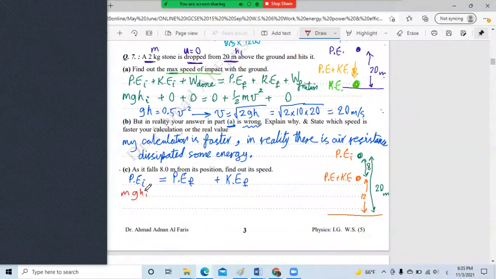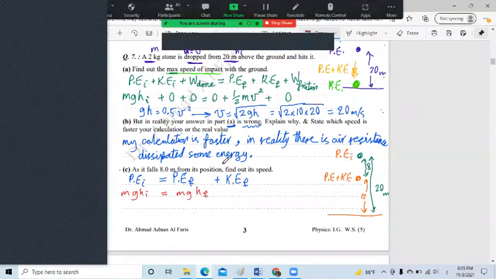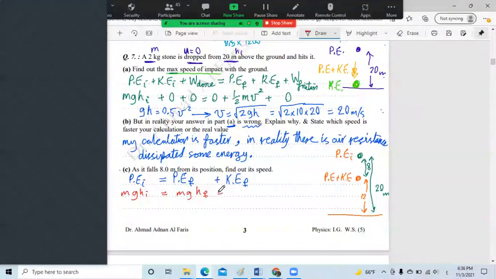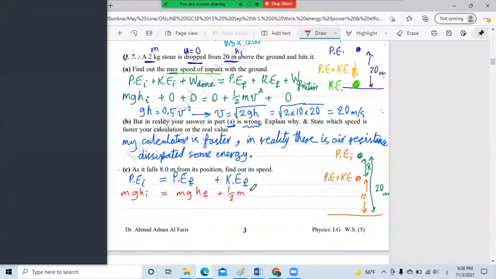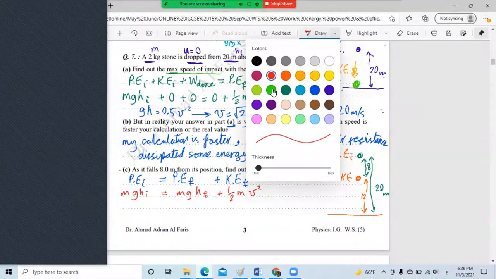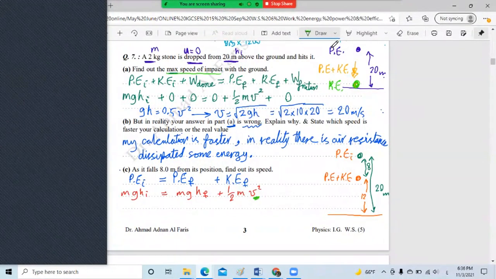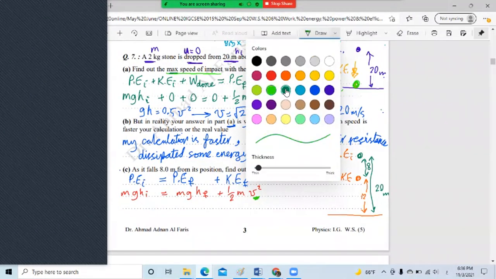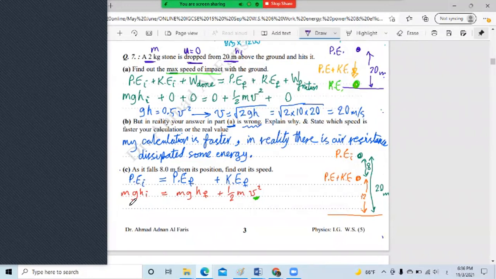mgh initial equals mgh final plus half mv square. They ask about this speed, the v square. They ask about this one. So what are we going to do? We're going to continue. Can we cancel m with m with m? Yes, of course we can cancel m with m with m. So m with m cancel out.